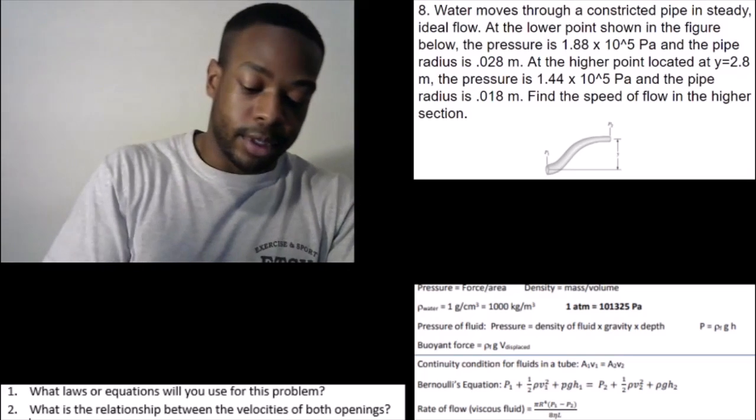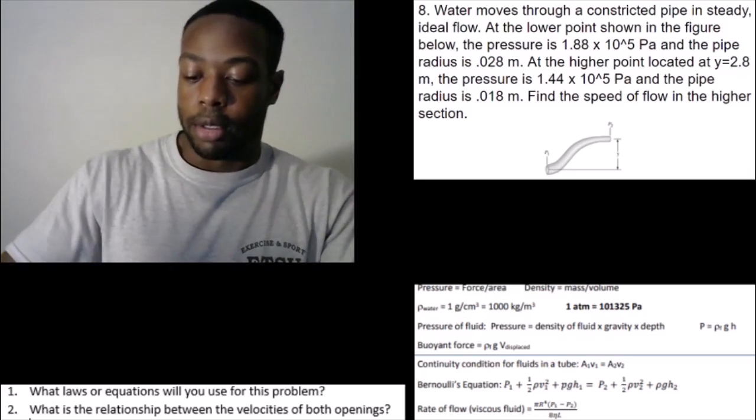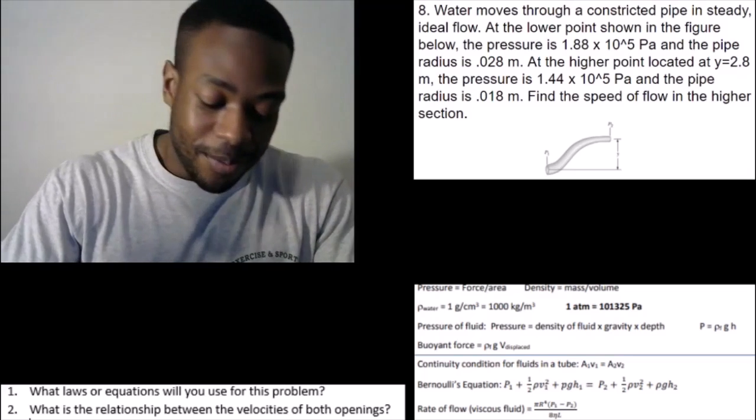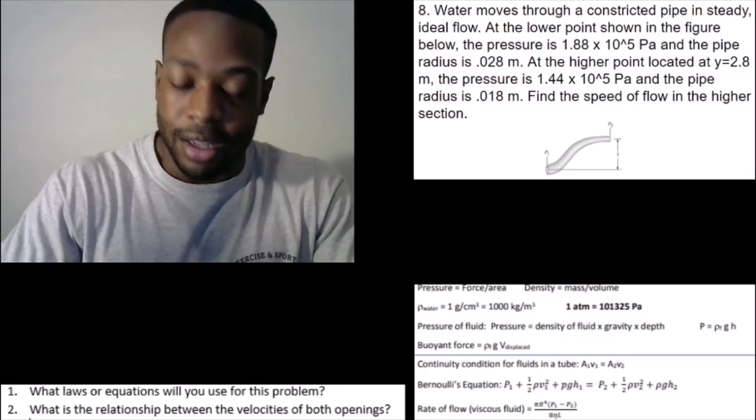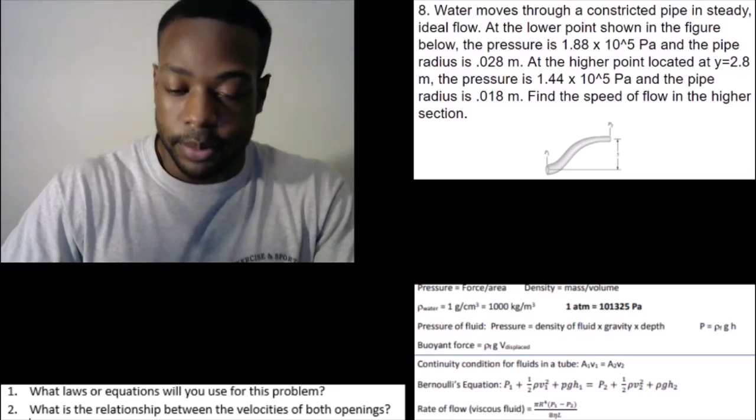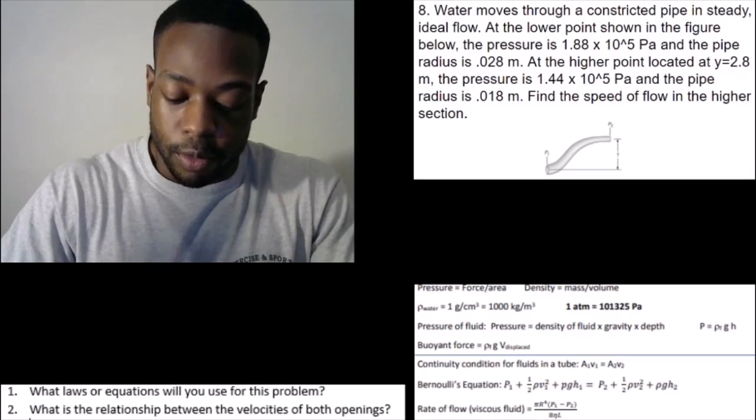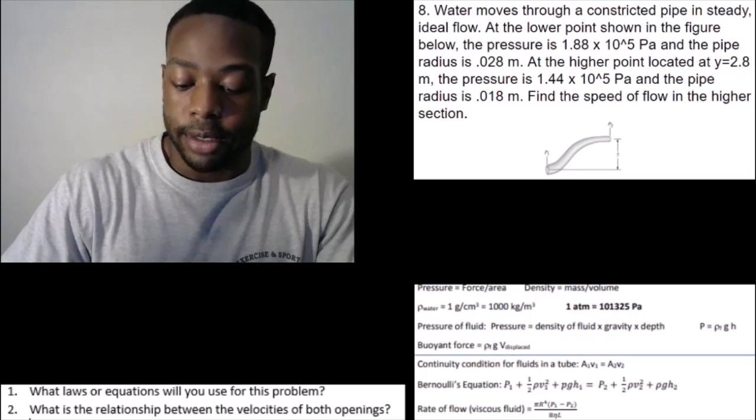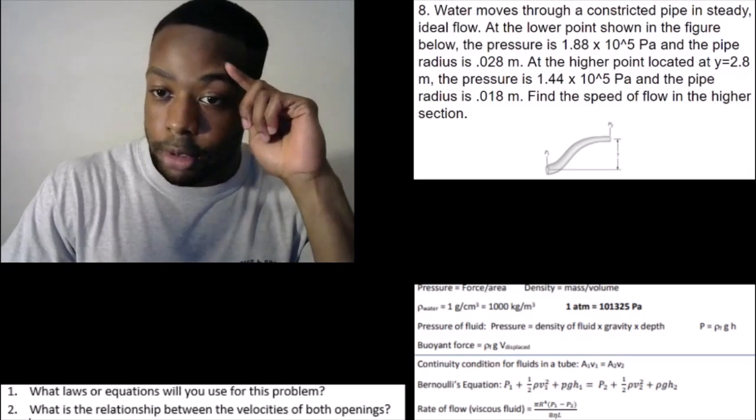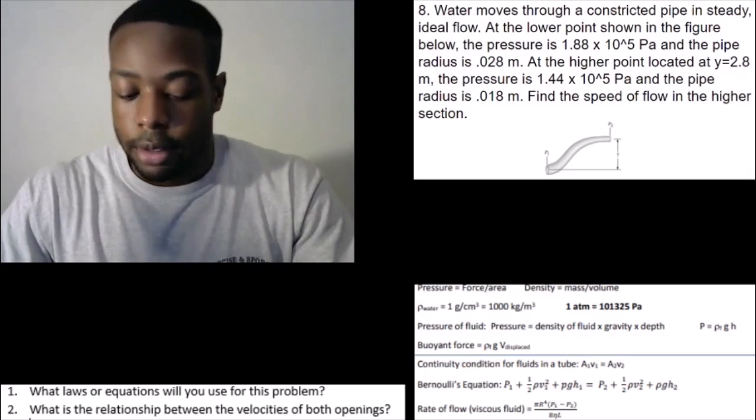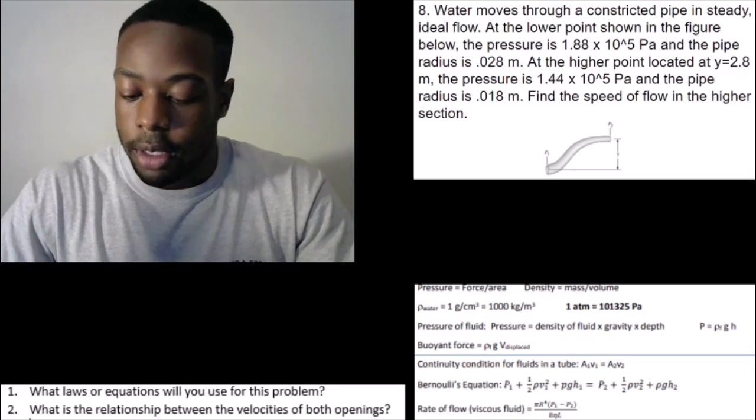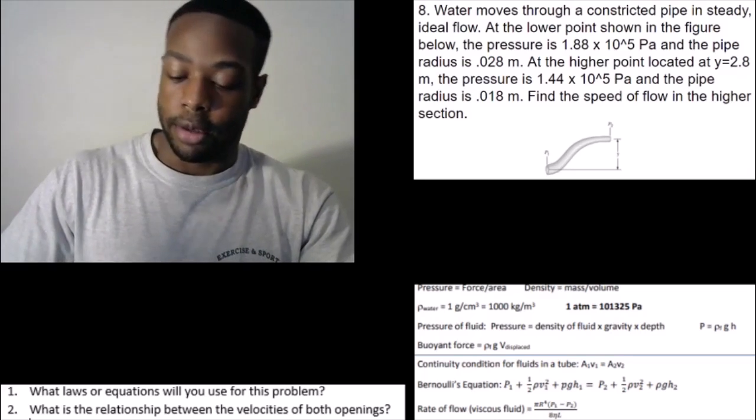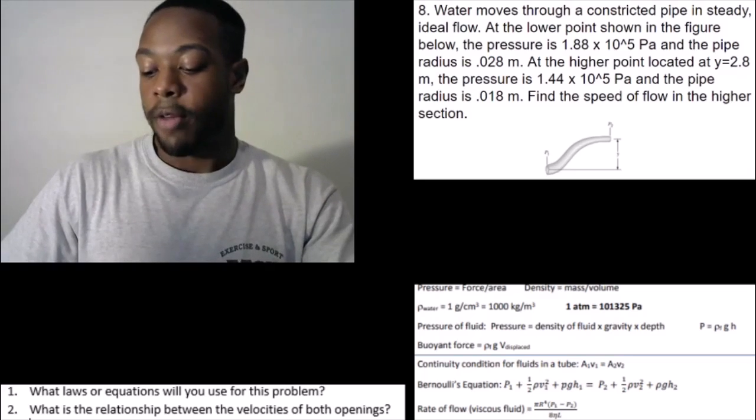You've got pressure 1 plus 1/2 rho velocity 1 squared plus rho gravity height, where rho is density, equals pressure 2 plus 1/2 rho velocity 2 squared plus rho, or density, times gravity times height.